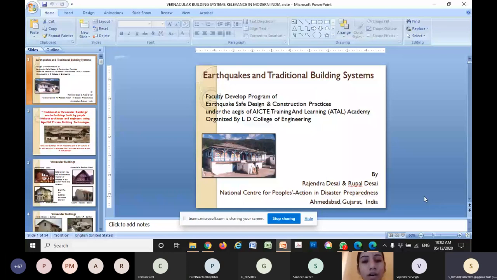We all have learned a lot from all the technical sessions from honorable dignitaries and also enjoyed the non-tech sessions of the past 4 days. So let's continue this journey of learning from our very first session of today on earthquake and traditional housing system. It's my honor to introduce you all to the eminent speaker of this session, Mr. Rajendra Desai, sir. Sir has completed his B.Tech in civil engineering from IIT Bombay in 1970.